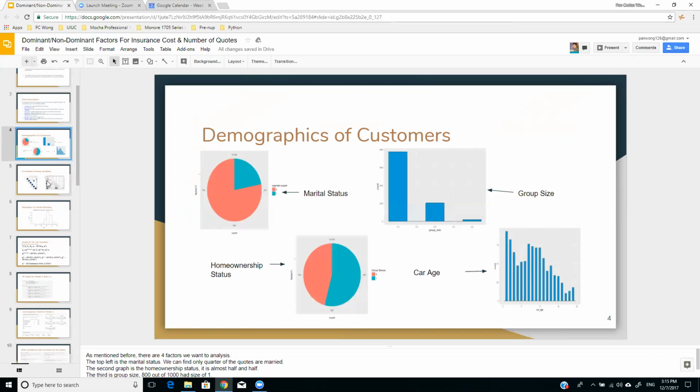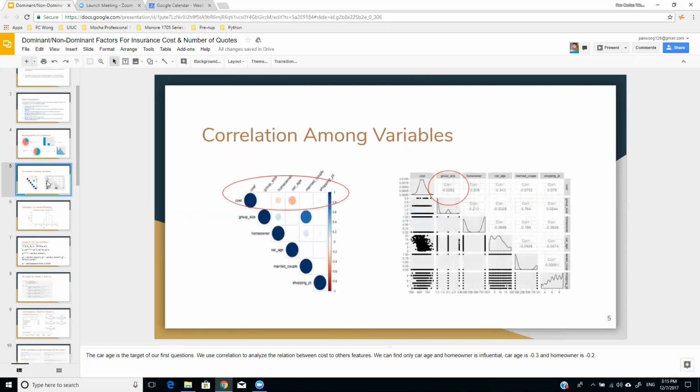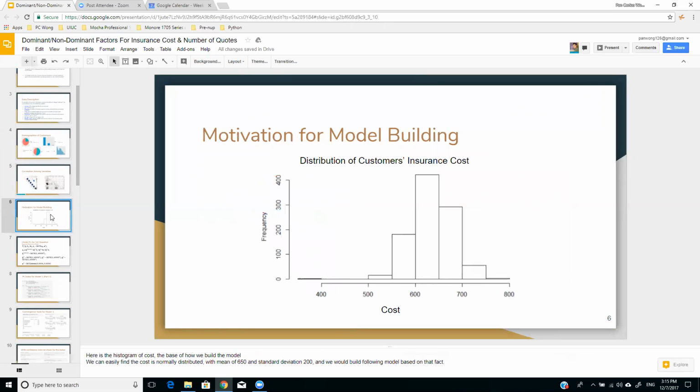Next, we'll find the correlation between the cost and those explanatory features. We can find in the first row that car age, homeowner, and married couple are highly correlated with the cost, and group size, as we can see in the right graph, is close to 0. So we will basically build two models. The first model includes homeowner, car age, and married couple, and the second model only uses the car age. Then I will show you how we build the model.